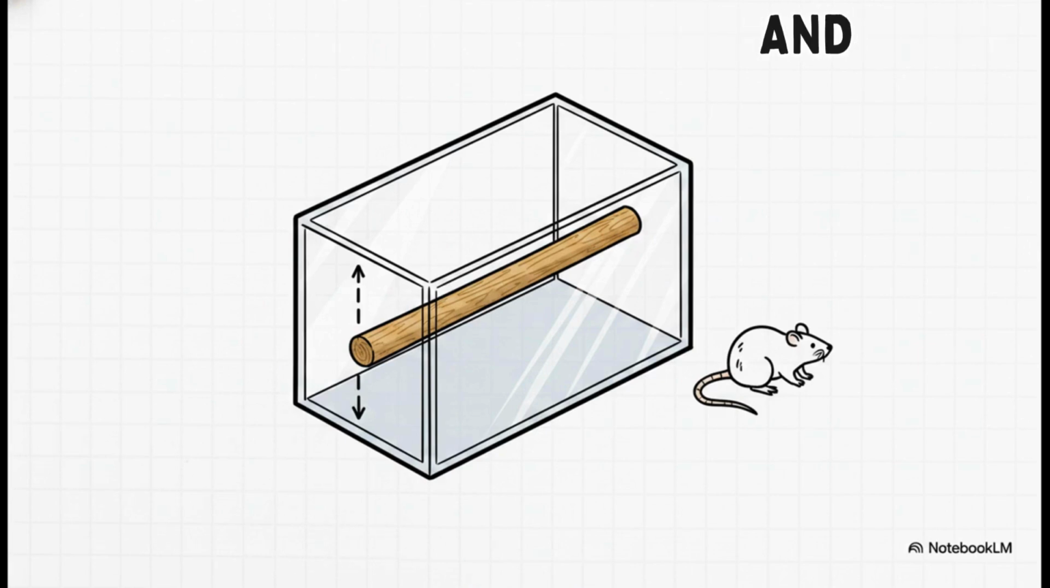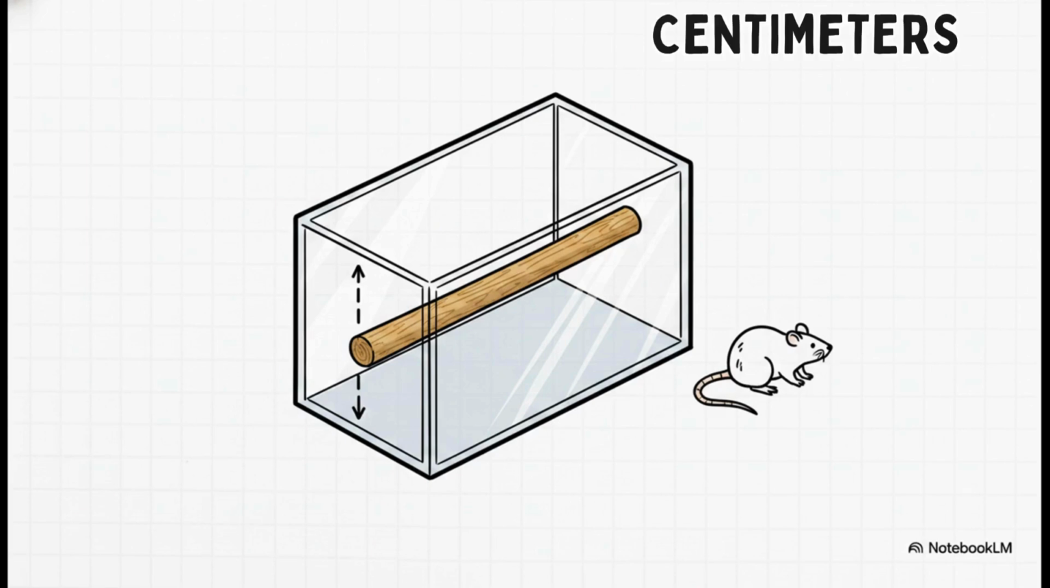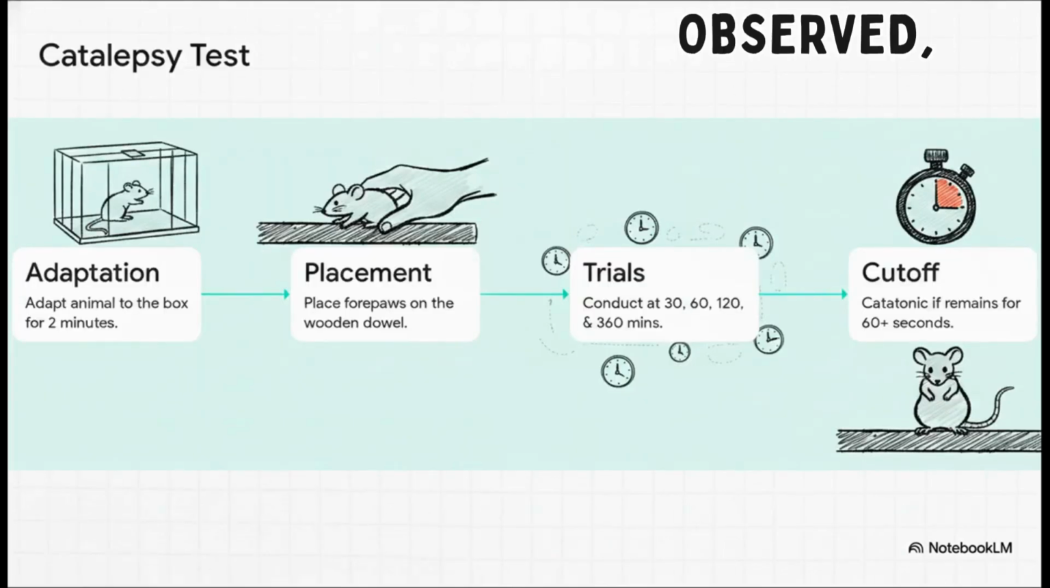Requirements, your test drug, and translucent plastic boxes equipped with a horizontal wooden dowel mounted exactly 10 centimeters from the floor and 4 centimeters from one end of the box. For the technique and parameters observed, the procedure is incredibly precise. First, you allow the animal to adapt to the box for 2 minutes. Next, you gently grasp it around the shoulders and carefully place its forepaws right onto that wooden dowel.